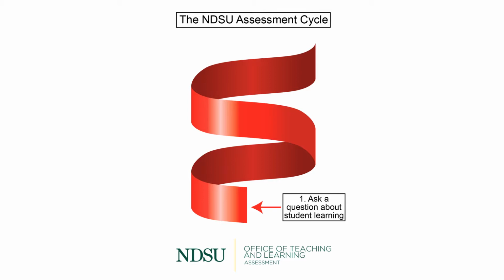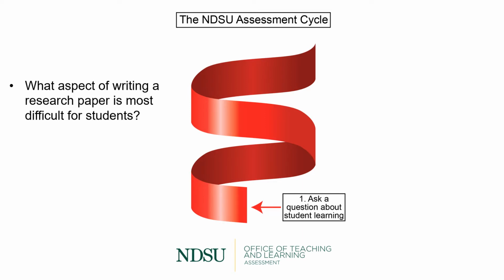Step 1. The best way to get started with a meaningful, manageable assessment project is to ask a question about student learning. The question can be about any aspect of student learning that's relevant to you at this point. For example, you might notice students are struggling with a research paper. That'd be a perfect question to ask to get started on an assessment project.